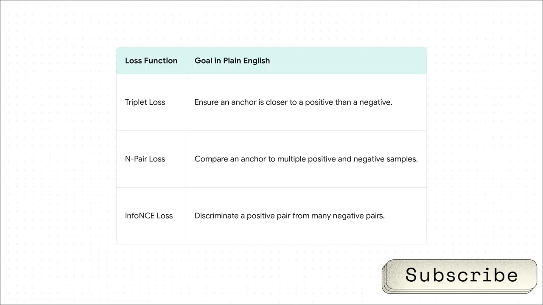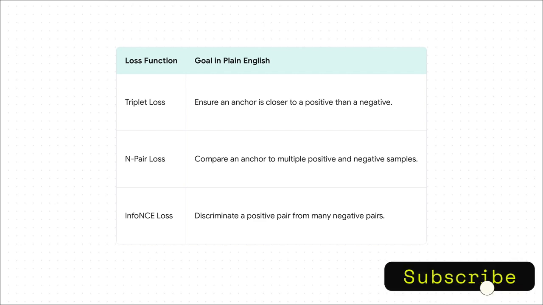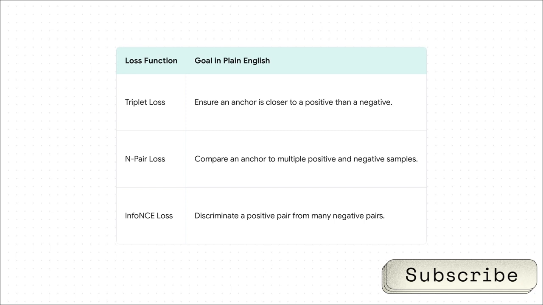And just like different coaches have different playbooks, there are different loss functions. You've got triplet loss, which is a classic. It looks at three things: an anchor image, a positive, and a negative, and its only job is to make sure the positive is closer than the negative. Simple. Then there's n-pair loss, which levels up the game by comparing one image to a whole bunch of positives and negatives all at once. And one of the most popular ones today is InfoNCE loss, which brilliantly turns the whole problem into a multiple-choice quiz. Out of these 100 images, can you pick the one that matches?